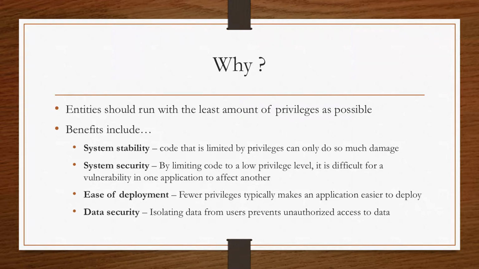Additionally, there's system security, and it sort of falls in with the stability. If a program or process is running at a high privilege level and a vulnerability gets triggered, then that particular process could move into other processes at the same privilege level. So if we are running processes at a very low privilege level, it limits the amount of movement that that particular exploit can take.